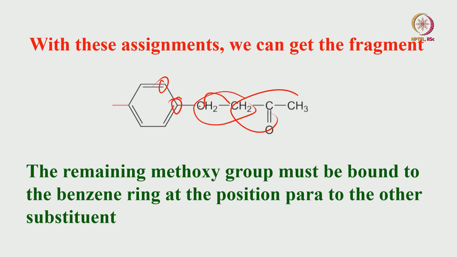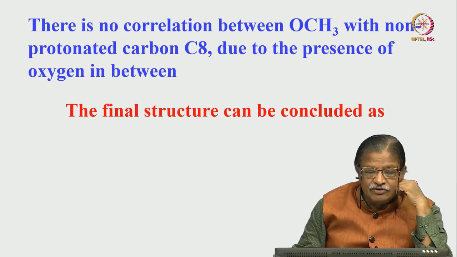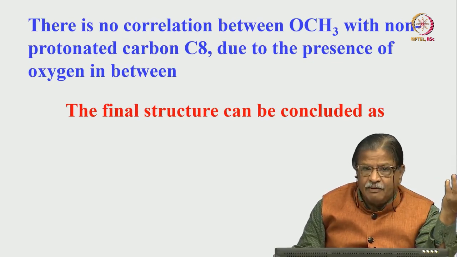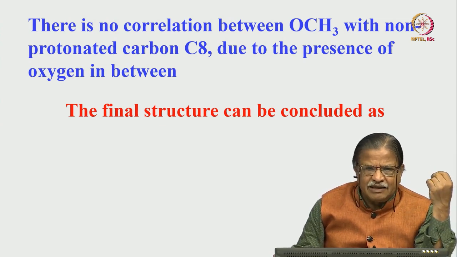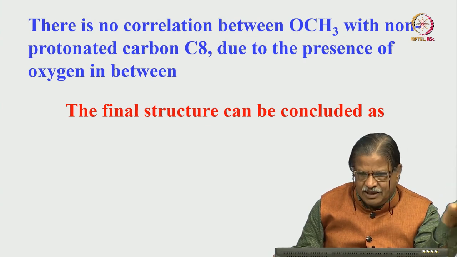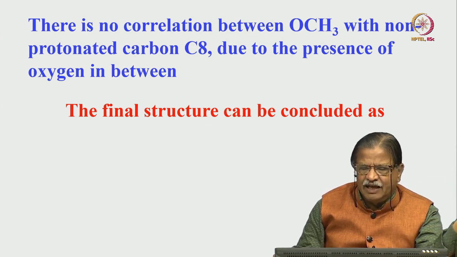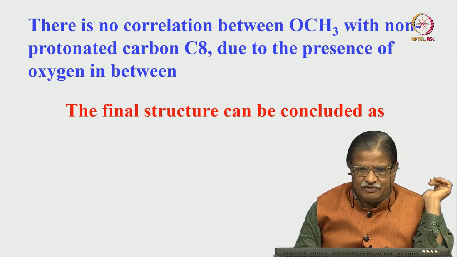And it has to be bound to the benzene ring at the para position to the other substituents. So that's why it is. As a consequence, there is no correlation to OCH3 also; I told you, it is an isolated peak. That means this is attached to the phenyl ring. OCH3 is there, first O and then CH3. As a consequence, there is no correlation of this CH3 carbon to any of the phenyl carbons also.